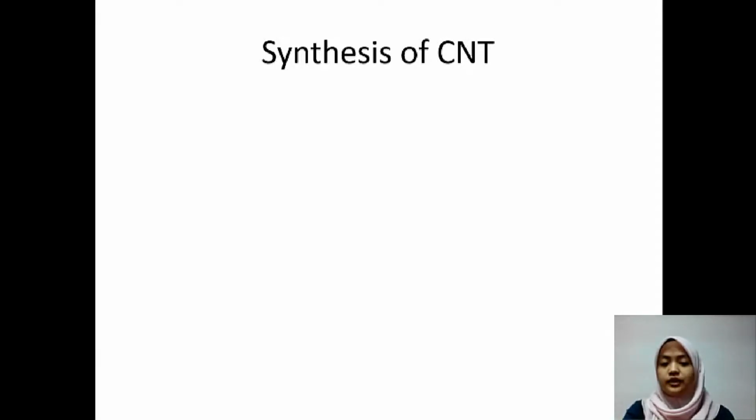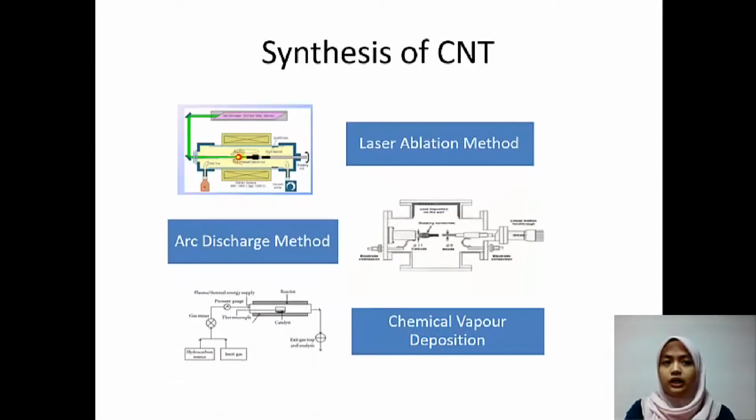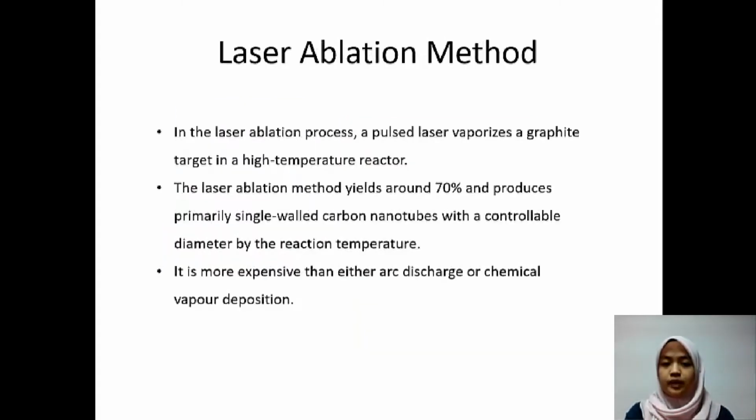Hi, my name is Nur Aida Husna binti Muhammad Mahyuddin. I'm going to present about the synthesis of carbon nanotubes. There are basically three important types of synthesis of carbon nanotubes: the laser ablation method, arc discharge method, and chemical vapor deposition. We're going to start with the laser ablation method.